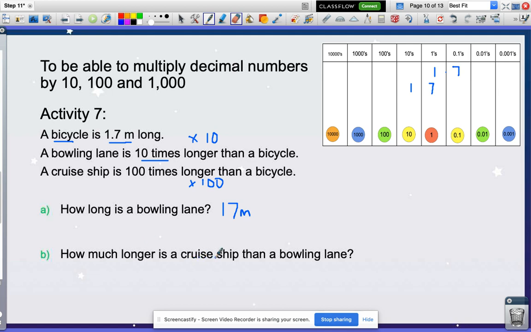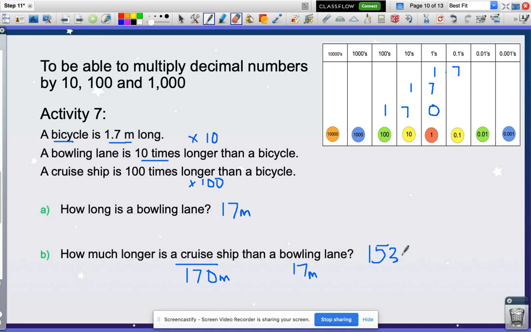Okay, how much longer is a cruise ship than a bowling lane? So first of all, two steps here. How long is a cruise ship? Well, it's 100 times longer than the bicycle. So it was 1.7, and you've got 100 times bigger, so each digit would move two places. So it would be 170 meters. And the bowling lane, we know, is 17 meters. So we have to work out the difference between those two. So 170, take away 10, it's 160, take away the 7. We'd be left with 153 meters.